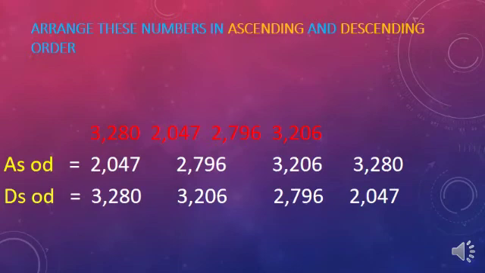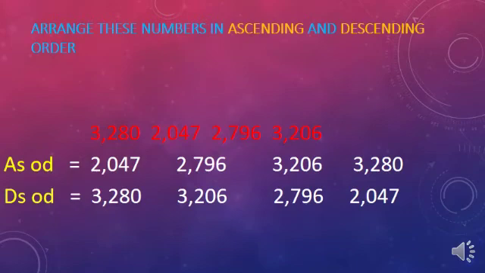See, when you write the same numbers in ascending and descending order, how this pattern will come, I wanted to show you that. I showed you ascending and descending order separately, but from those numbers only I am going to show you how to write. You will get one idea. Now 3280, 2047, 2796, and the last one 3206. For these numbers we arranged ascending order. So we wrote here 2047 first, the smallest one, then 2796, then 3206, and the last one 3280.